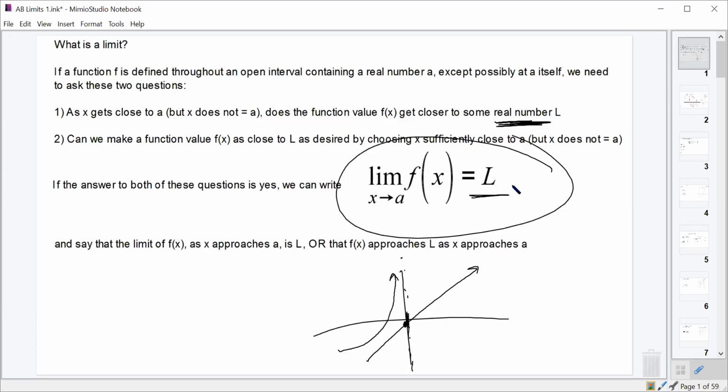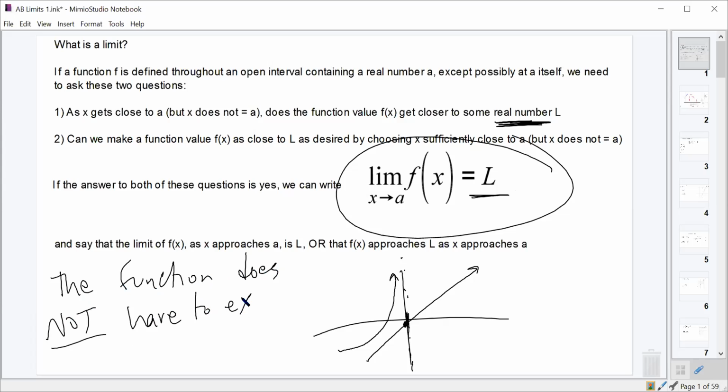Okay? So the most important part of all of this is that the function does not have to exist at x equals a. The function does not have to exist at x equals a. Okay? It just has to, as we get very, very close to a, get very, very close to some number. And we're going to look at what that means in a second.